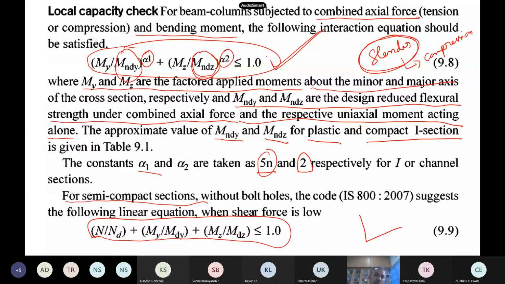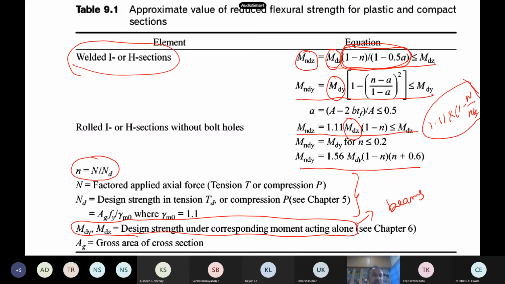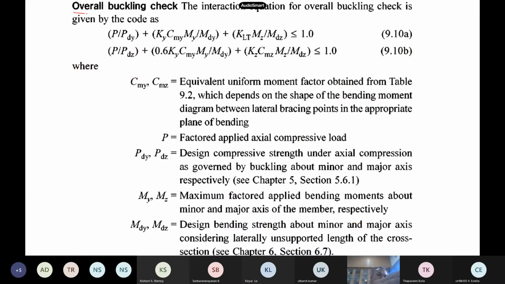So for plastic and compact, use this, because you are going into the non-linear range. Now if it is semi-compact, use a simple linear equation. No need to do any amplifications. Just compute the individual terms and sum them up. If it is less than 1, the section is safe. So this is a capacity check. Then we also have the overall buckling check that you have to do in our code.